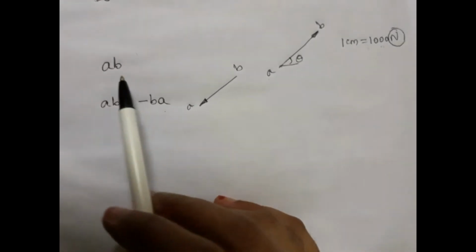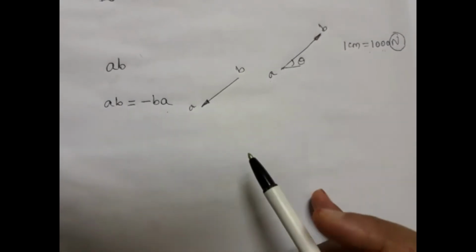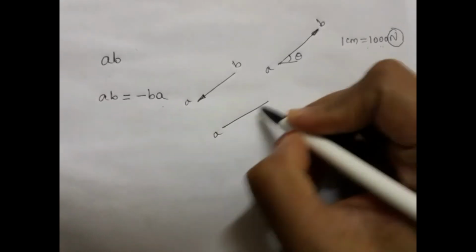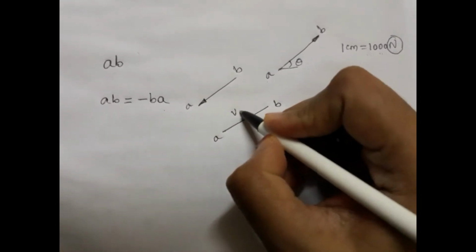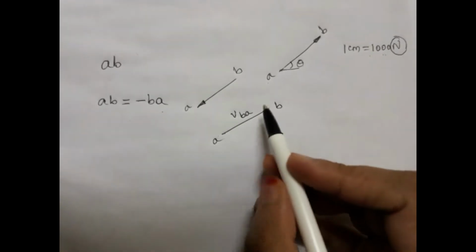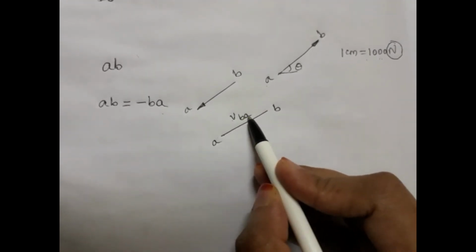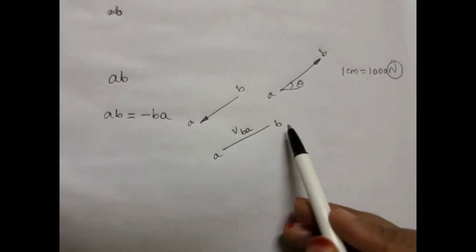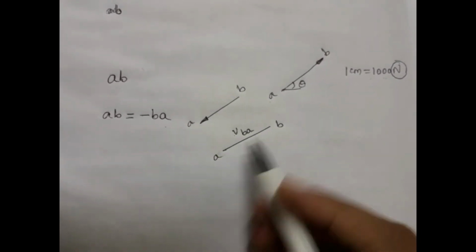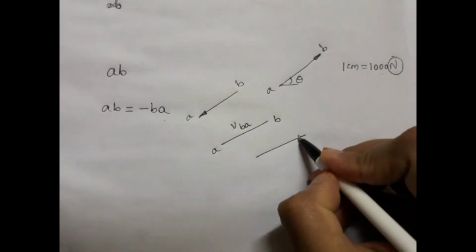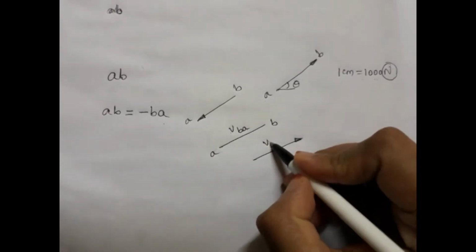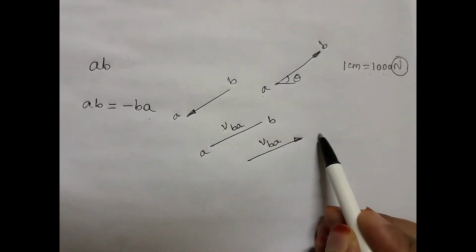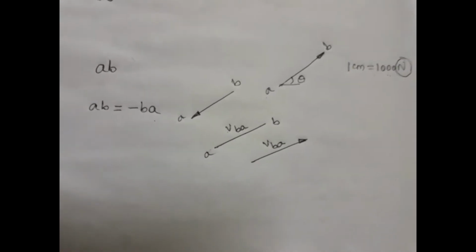Now in case vector AB is representing velocity, then we can write it this way: velocity of B with respect to A, because we read it as vector AB, A to B, and velocity is B with respect to A, or simply VBA. Here it will mean that B is this word and A is this word.